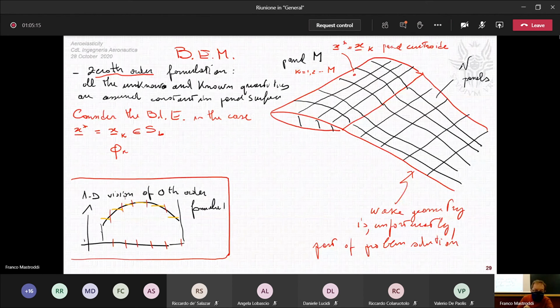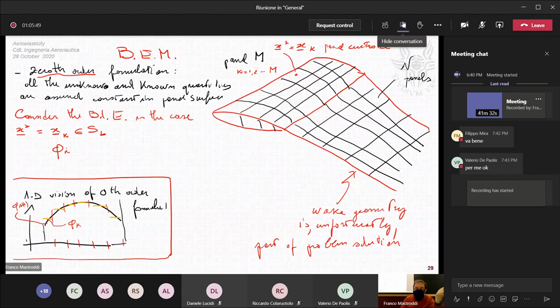Phi k, remember, this yellow line is phi k. This continuous line is phi in the x star point. Okay? You are able to distinguish this difference. Phi k is the discretized value, which is constant on a panel. And this is not a function of x, but it could be a function of time. Remember, we are studying a steady flow, please.